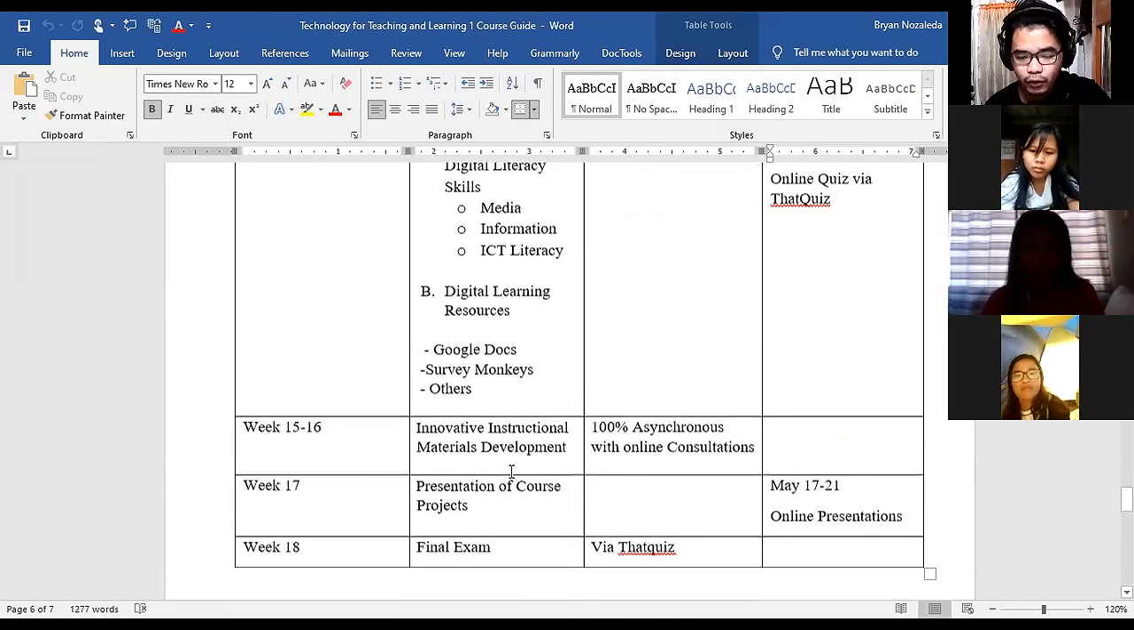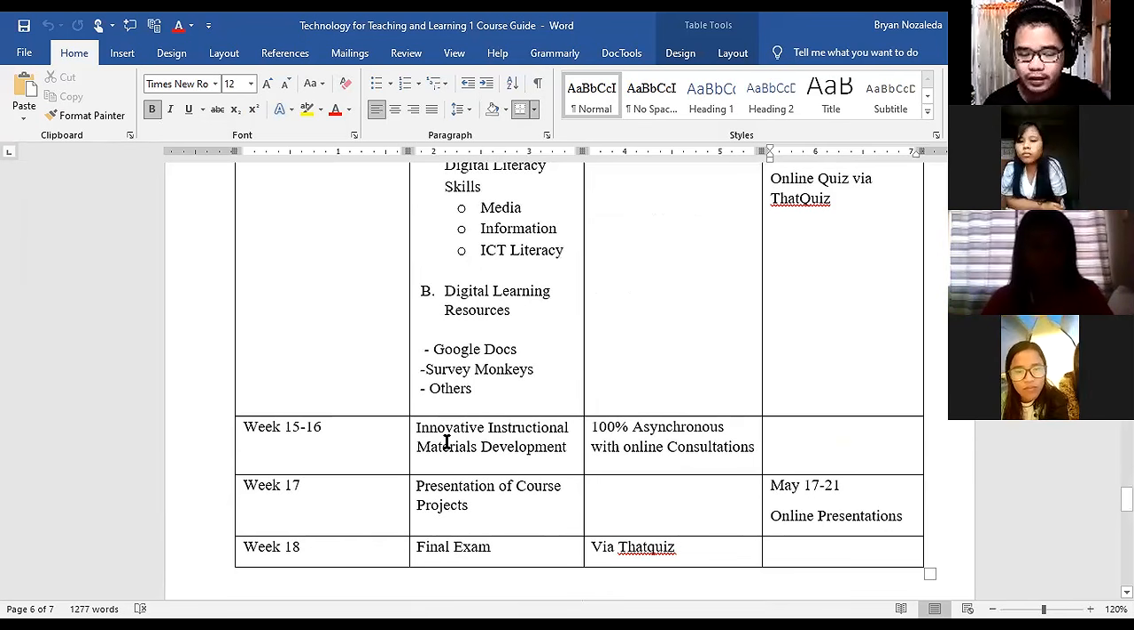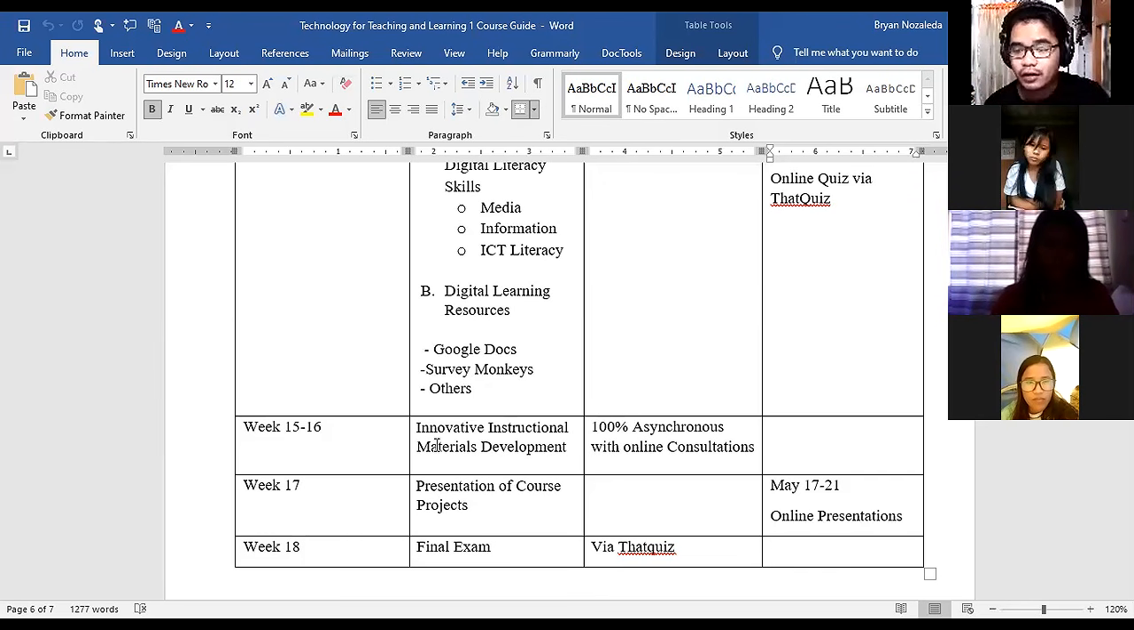And then, ito yung course project nyo, okay? Mahalaga na alam nyo yung course project nyo. Ang course project nyo ay Innovative Instructional Materials Development. Okay? So, dito sa course project na ito, you should be able to develop individually. Or I will be thinking if it's still individual or by a group. But you are expected to develop an instructional material. It's an innovative instructional material for your field of specialization, in teaching your field of specialization.